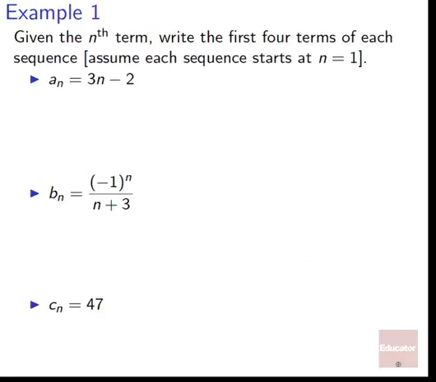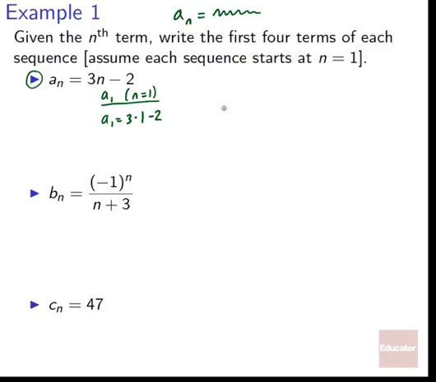All right, we're ready for some examples. Given the nth term, write the first four terms of each sequence, and assume each sequence starts at n equals 1. So that nth term, that general term, is a_n equals stuff. In this case, for our first one, we've got a_n equals 3n minus 2. So our first term, the a_1, is going to be when n equals 1. So we plug in a_1 equals 3 times 1 minus 2.